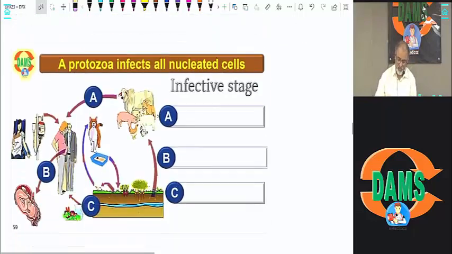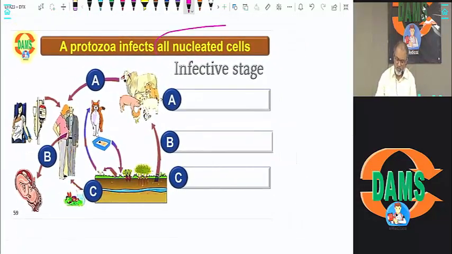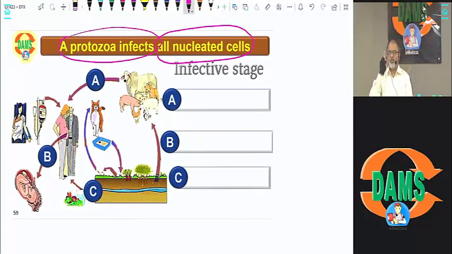Next is protozoa infects all nucleated cells. What is the protozoa? That is a clue. One protozoa infects all nucleated cells. All stages are infective. It is Toxoplasma. It's a case of Toxoplasma.